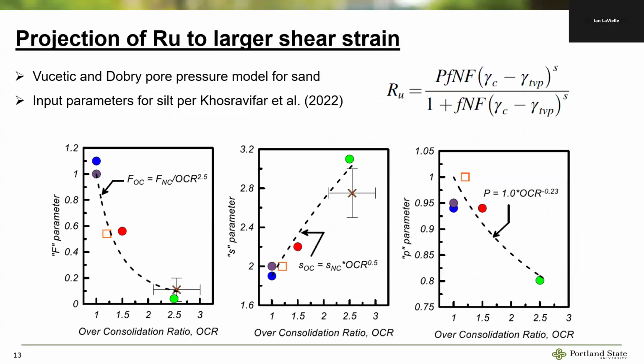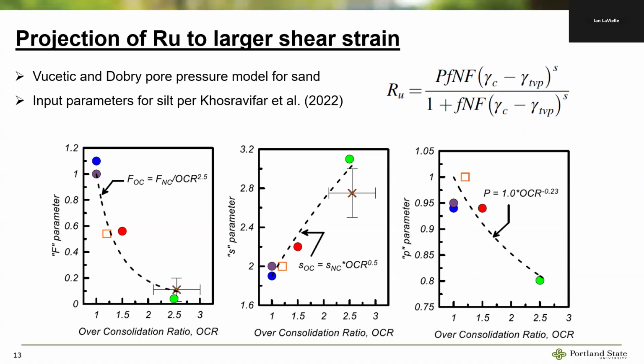But we also wanted to see how the pore pressures can be projected to higher strains, and we used the Vucetic and Dobry pore pressure model for sand to fit to our data points. We have a paper where we took the Vucetic and Dobry sand model and calibrated it to the strain-controlled test data that we had in our silt database, and we came up with these constant parameters for silt soil. So it's the Vucetic and Dobry sand model, but calibrated for silt soils.